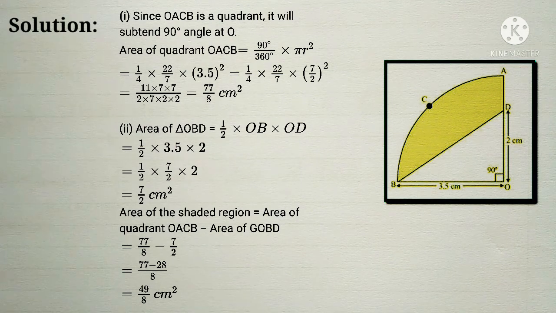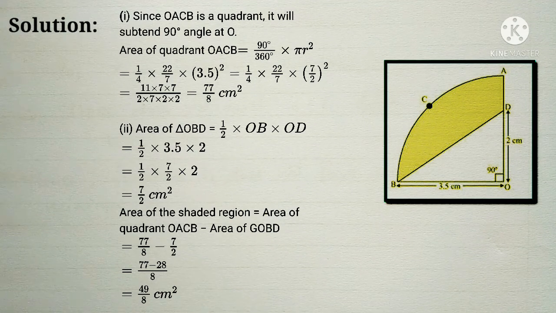This angle is 90 degrees, so easily we can apply the area of a triangle formula. So we write area of triangle OBD equals half of OB into OD, that means half base into height. Base is 3.5, height is 2 centimeters. If we calculate this, ultimately we get 7 by 2 centimeter square. The 2 cancels, and 3.5 we can write as 7 by 2.